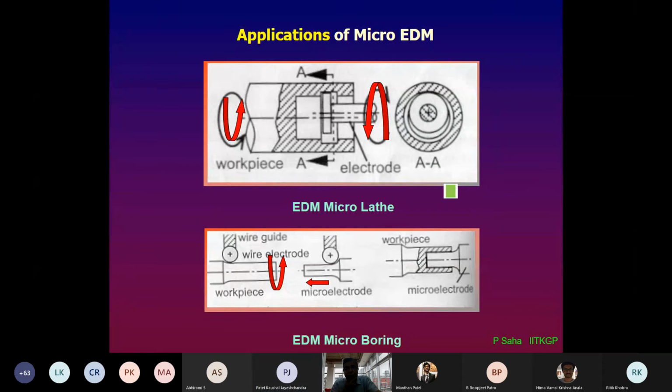This is how we are doing micro boring operations with micro EDM. Look at the rotational mill. So internally I have to create the hole, something like this.